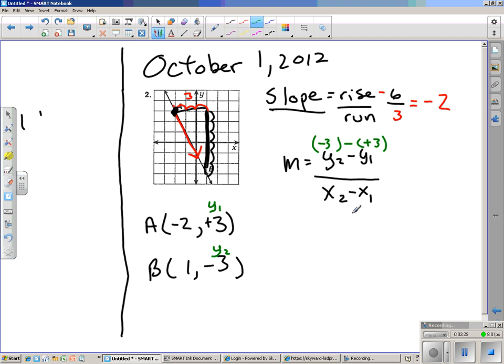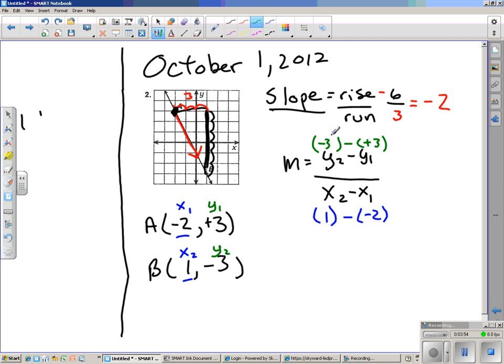Then we look at the x-coordinates. The x's are the first coordinates. So this is going to be my x1, and this one's going to be my x2. x2 is equal to 1. x1 is equal to negative 2. Make sure you bring down the negative in between.